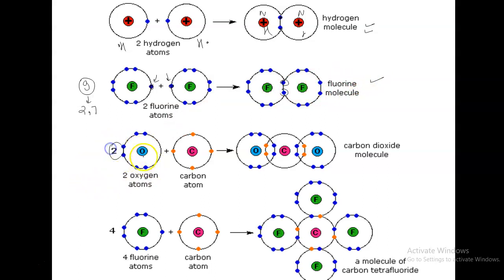Now oxygen molecule. Oxygen needs only 2 electrons. So the shared pair comes in between. Oh, sorry. This is the carbon dioxide molecule. Carbon is in between and oxygen is here. Okay, carbon has 4 electrons. 1, 2, 3, 4. It needs 4 electrons to get stability.